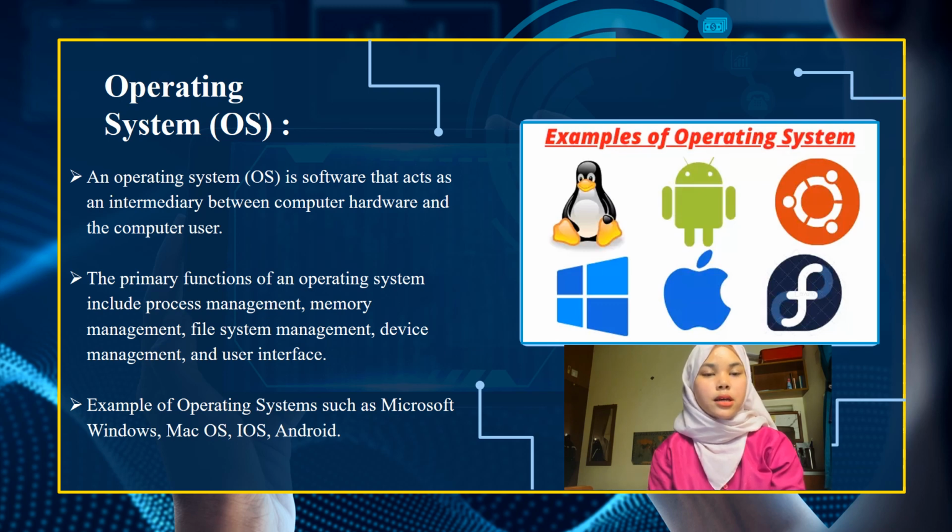Second, memory management. The OS is responsible for managing the computer's memory. Third, file system management. The OS organizes and manages files on storage devices such as hard drives and flash drives. Fourth, device management. The OS controls and coordinates communication with peripheral devices such as printers. Fifth, security and access control. The OS protects the system and user data. This includes user authentication. Sixth, user interface. The OS provides a user interface through which users can interact with the computer. Next, there are many popular operating systems, including Microsoft Windows, macOS, Android, and iOS.